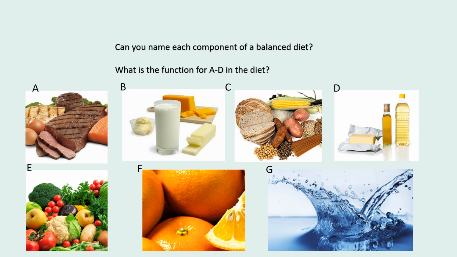Right, so to start off with, again, you do not need to write this unless you want to. We've got pictures of different parts of a balanced diet from A to G. Can you have a think about what each part is from A to G, and then what the function is for A to D, just the top row. What do we need those things for? Okay, so pause the video and do that.